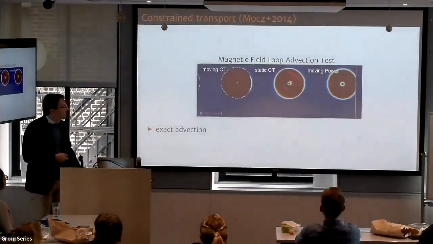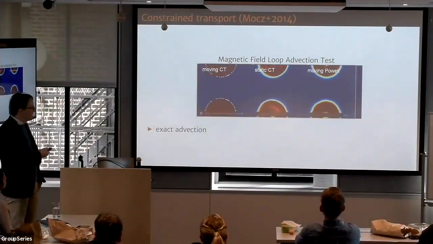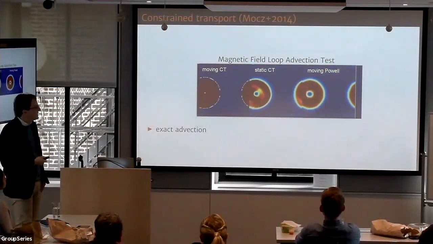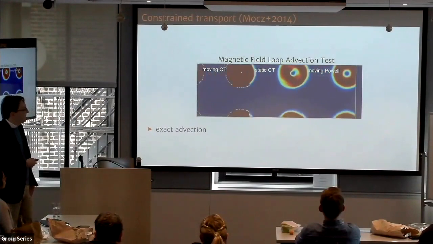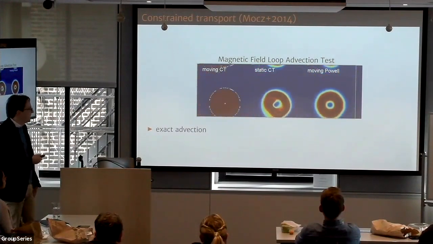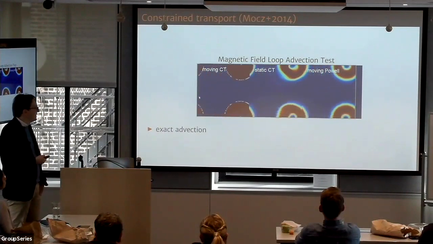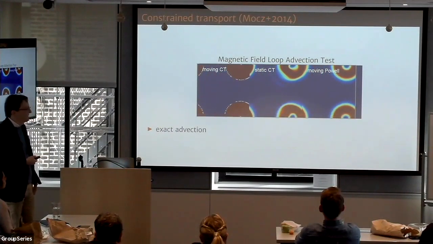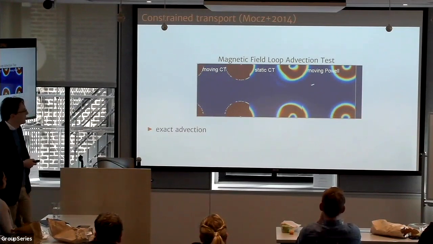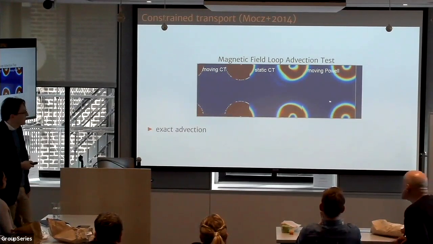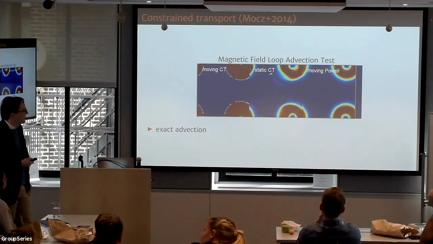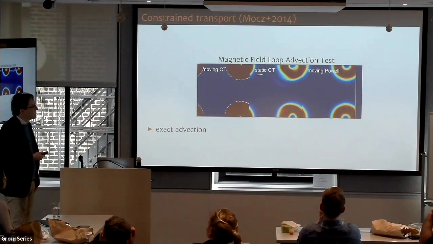Okay, so you want this to maintain your Galilean invariance because the cleaning terms are not Galilean invariant. Here I have just the advection of a magnetic field loop. This is showing the magnetic energy. It shouldn't actually change, it should just advect. But you can see that the cleaning scheme gives rise to some diffusion of the structure, as does the static nature of the mesh.